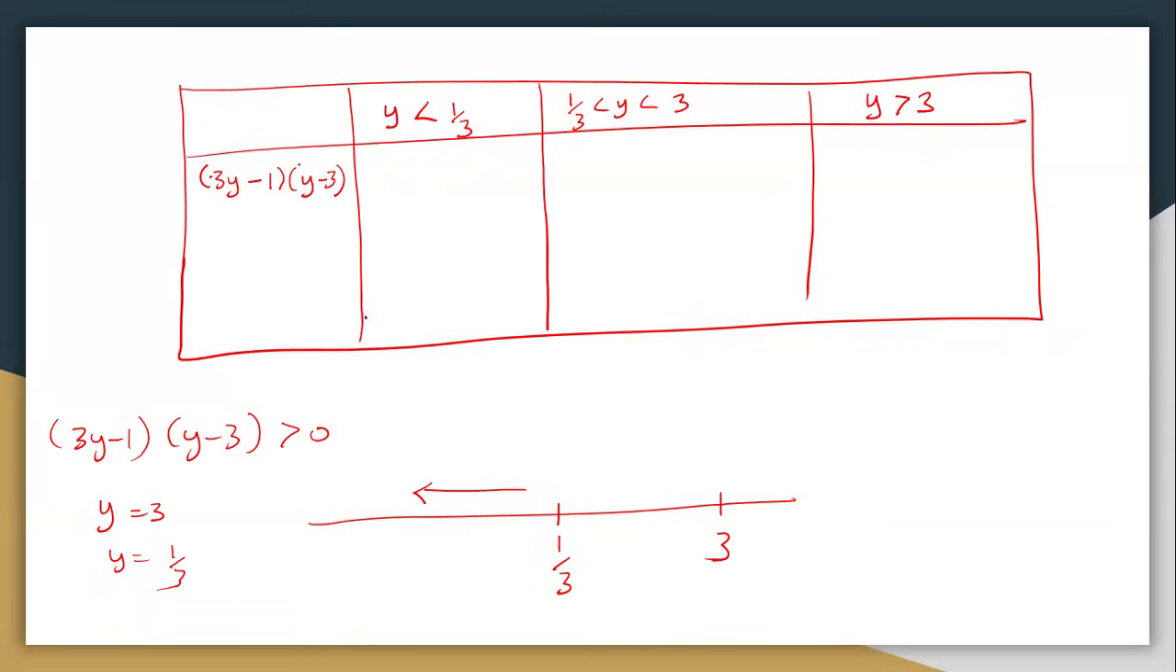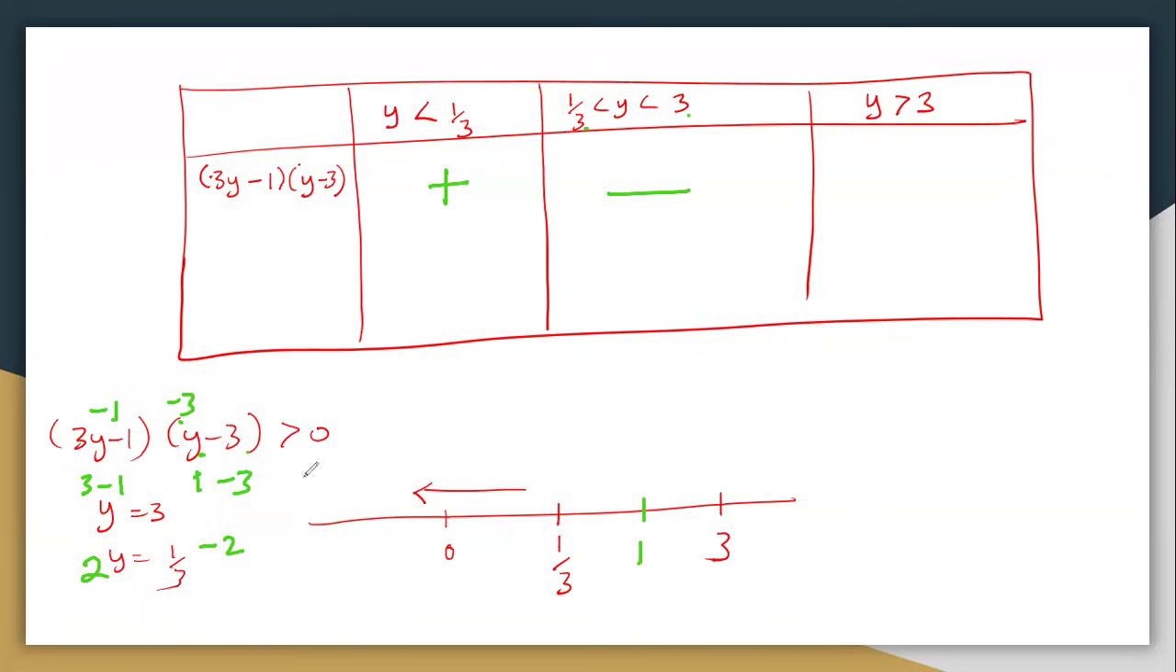Now, for any value less than a third, the quickest value I can take is 0 because it's less than a third. So I substitute. When I put in 0, I get negative 1. When I put in 0, I get negative 3. Then negative 1 times negative 3 is a positive, so here I'll write a positive. Then between a third and 3, I know in between here I have a 1. I put it here. So I'll have 3 minus 1, which is a 2, and 1 minus 3, which is a negative 2. So here I'm getting a negative 2 times negative 2. Any value that is in between will give you a negative.